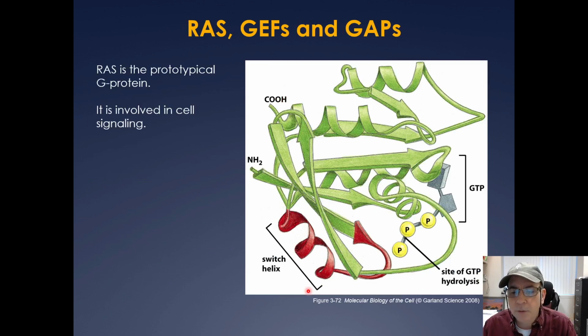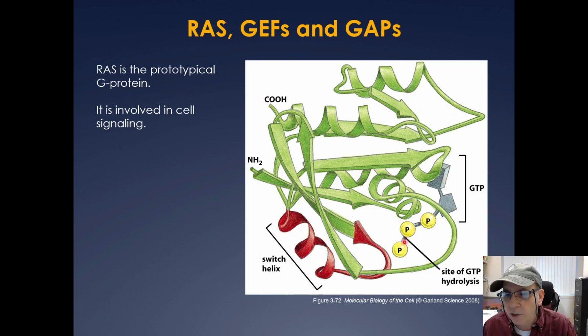And here's an example of a prototypical G protein. It's RAS. So RAS is an interesting molecule. Many of you guys have probably heard about it. It's integral in cell signaling. There's the RAS MAP kinase cascade that I'm sure you guys have all learned at one point in time, but it really is the prototypical G protein. Here's the structure of it.